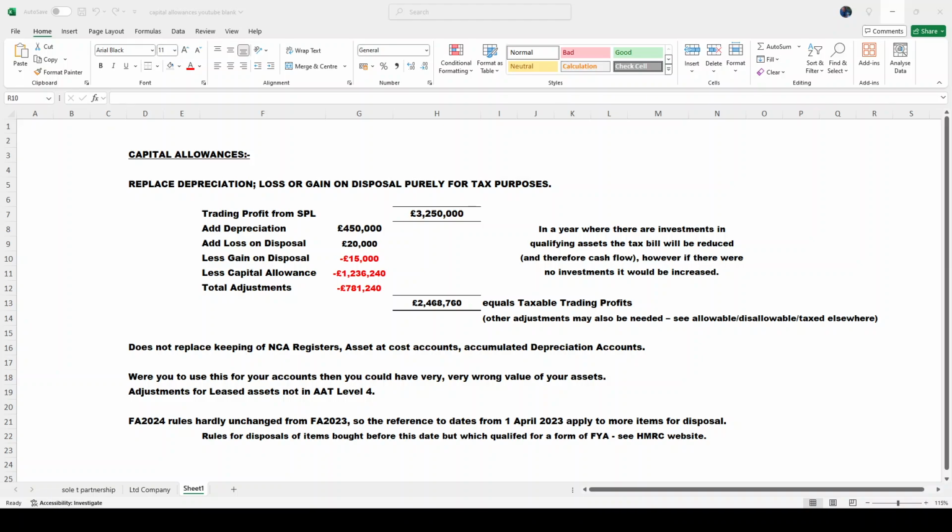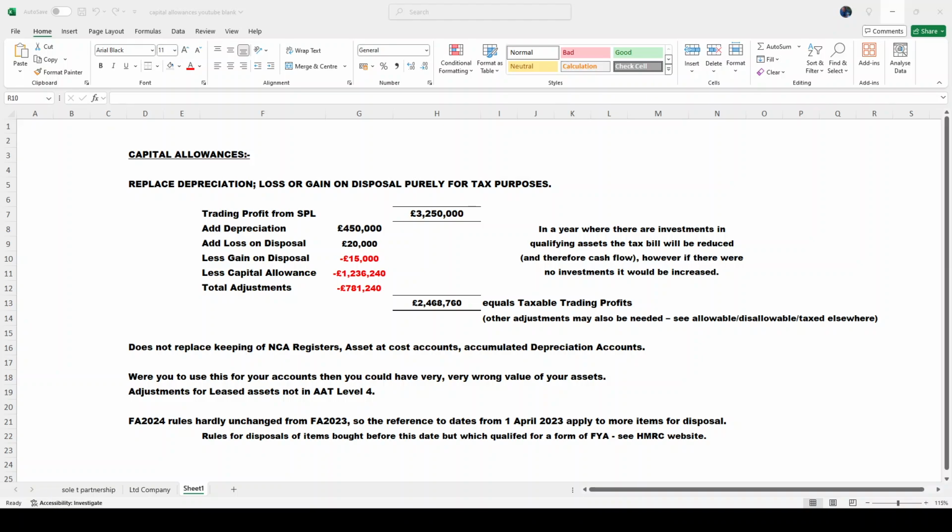Were there no investments, the likelihood is that the tax bill would actually go up as a result of capital allowances. I'm only dealing with capital allowance adjustments here. Obviously there are adjustments allowable and disallowable or taxed elsewhere as well to our trading profits. We can't use our written down values for tax purposes in our main accounts. They'd be very, very wrong.